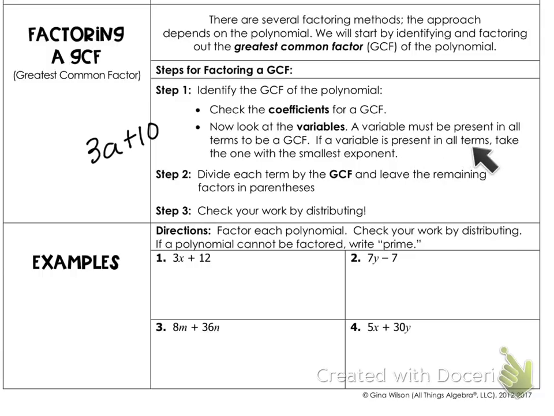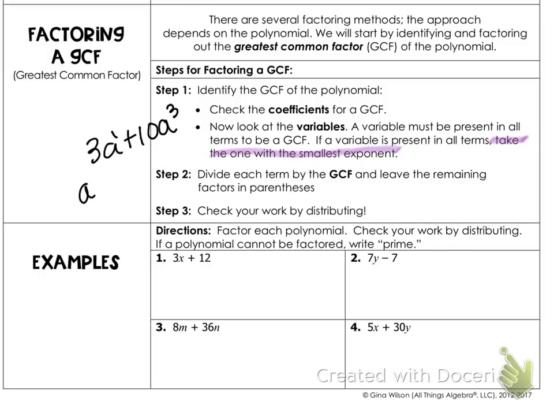If a variable is present in all terms, this is really important. So let me highlight this really quick. Okay. If a variable is present, take the one with the smallest exponent. So when you're factoring out a variable, for example, let's just pretend this was a cubed like that. What's the smallest exponent here? Well, the smallest exponent, remember exponents are these little numbers, is a 1, isn't it? So we can take one a out of both of these.